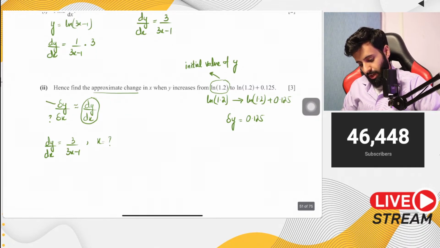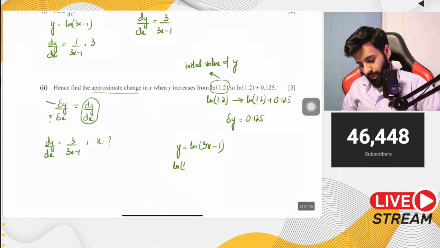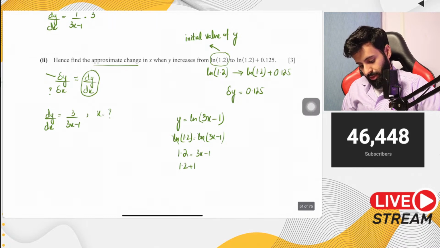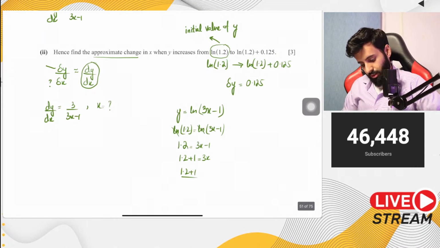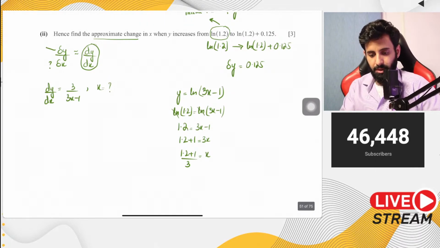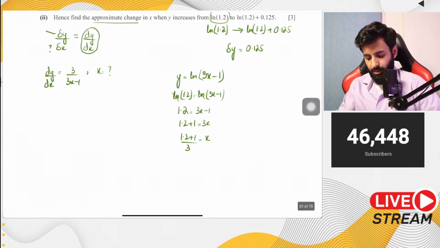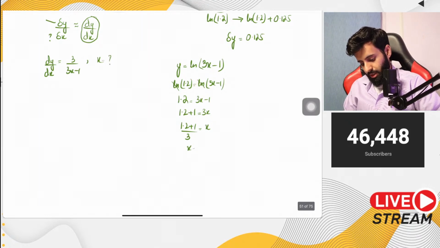We're going to use this initial value of y in order to find out the initial value of x. So y was equal to what? ln(3x minus 1). So ln 1.2 is equal to ln(3x minus 1). So ln and ln cancel. 1.2 equals 3x minus 1. So 1.2 plus 1 equals 3x. So (1.2 plus 1)/3 is equal to x. So let's see what that is. Keep it in fraction form. So that's 11/15. Okay. So x equals 11/15.